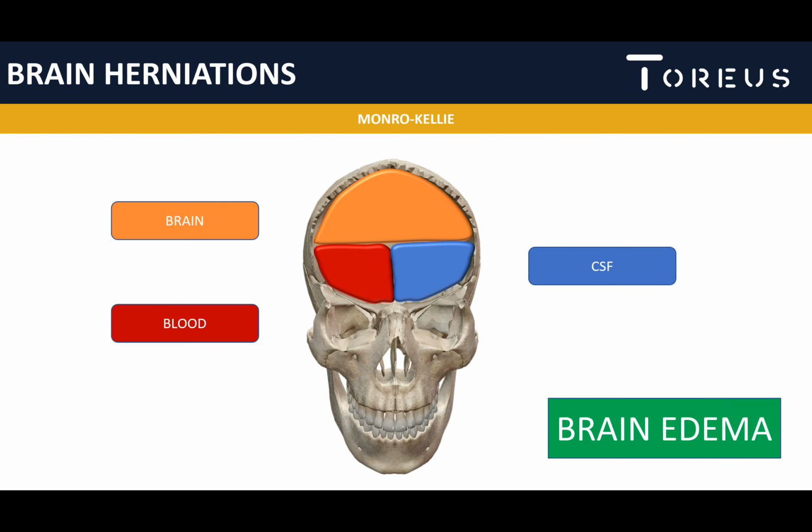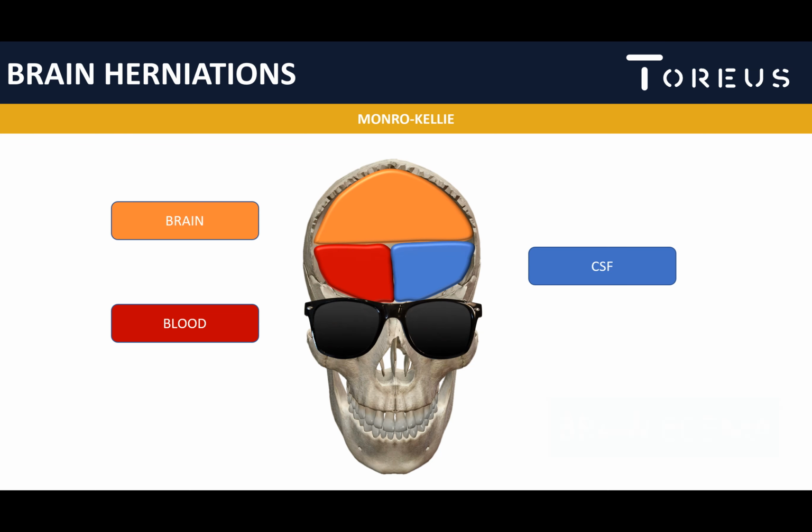So let's say that this patient has brain edema. And if the patient has brain edema, we will have an increase in the volume of the brain and a decrease in the volume of the blood and CSF as well.